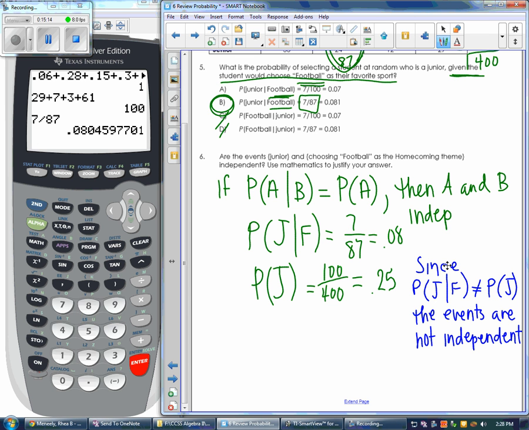Okay. If those two probabilities were the same, then I could say the two events are independent. I could also look at the probability of junior, the probability of football, and the probability of both, and see if when I multiply the probability of junior times the probability of football, I get the probability of both. But since we already have this probability and we'd only need to find one more, this is the easier way to show independence.